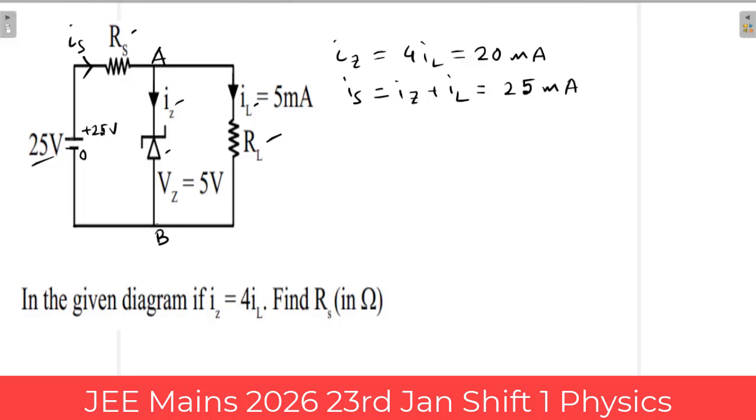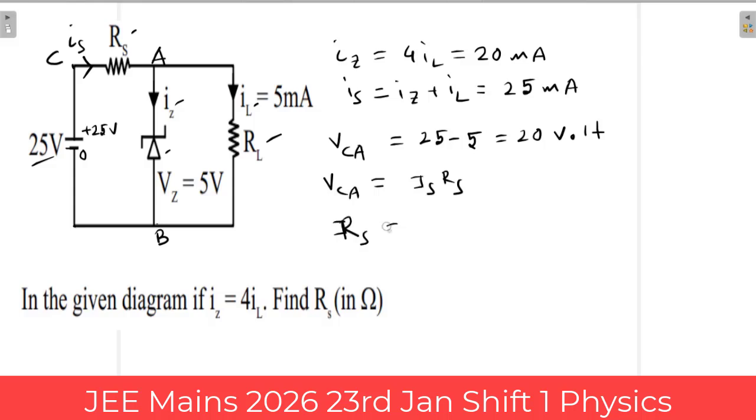So the potential difference between the point C and A is 25 minus 5, that is 20 volt. So the potential difference across RS is 20 volt. Now V is equal to I into R, that is IS RS. This is the Ohm's law. V is equal to IR, or RS is equal to V divided by I.